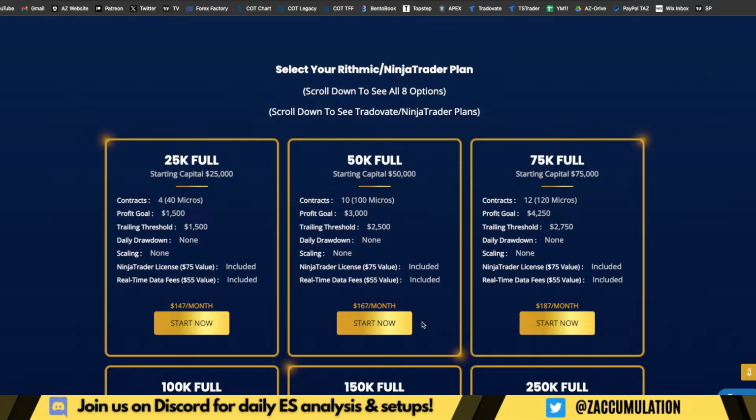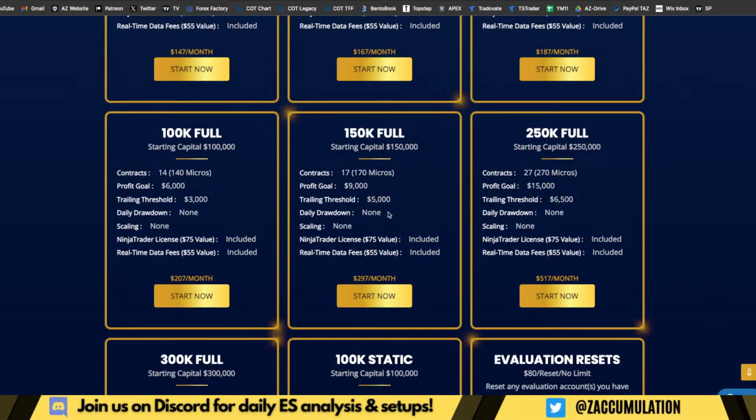Let's see. 150k for $5,000 drawdown. Yeah, okay. No. Trailing threshold.